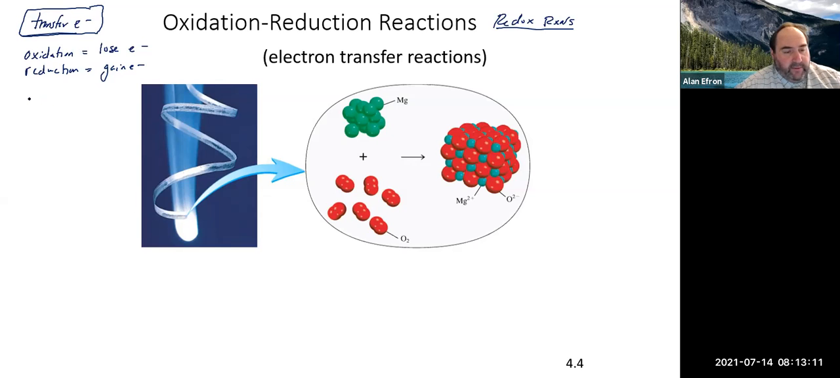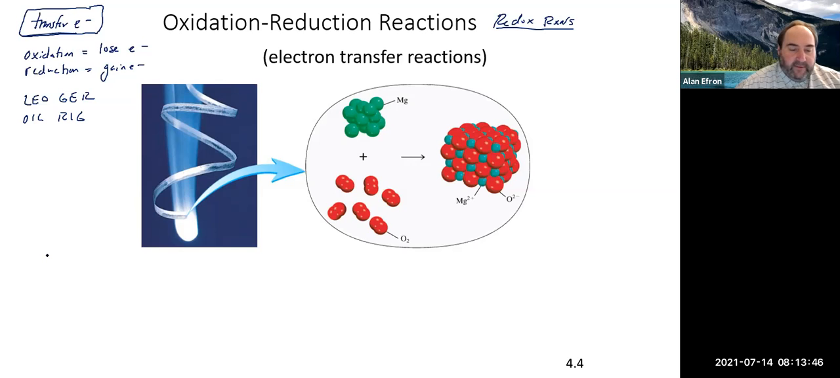Sometimes people remember it as Leo the lion goes grr. Loss of electrons, oxidation, gaining of electrons, reduction. Some people are fond of the oil rig. Oxidizing is losing, reducing is gaining. You could put them both together. You don't have to choose. Put Leo the lion on the oil rig and he will go grr, and then you don't have to choose between them. So that's a very good way to remember what's going on here.